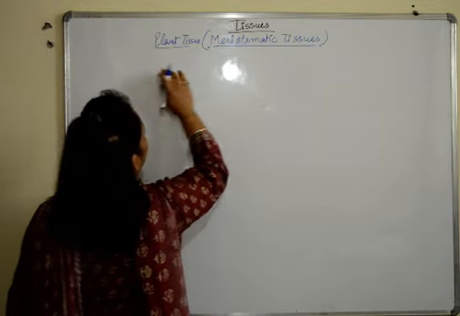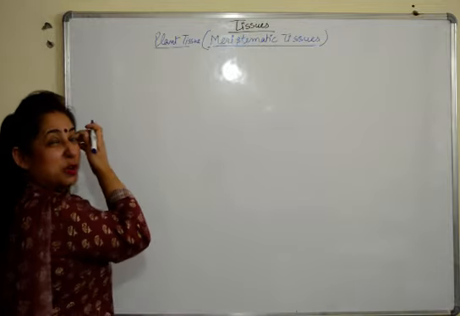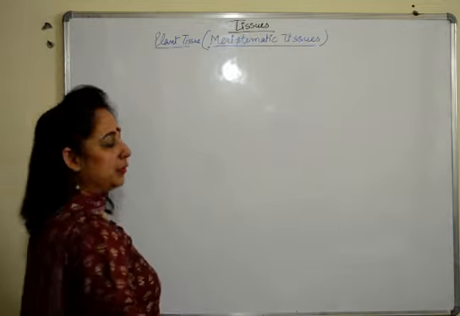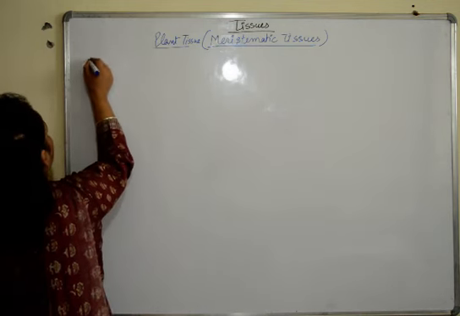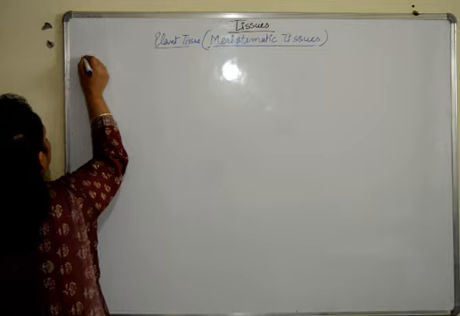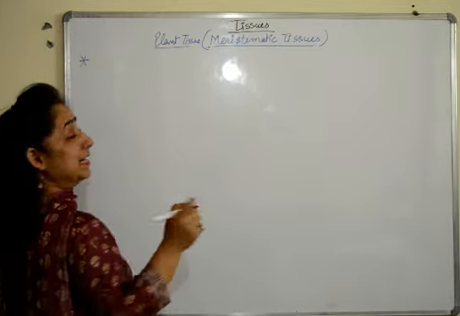Okay, we'll start now. Plant tissues, meristematic tissue. Again, I'm not making the whole flowchart again, you already know. We'll start with meristematic tissues. So first of all, the definition, very important. I'll use the black color. So what are meristematic tissues?